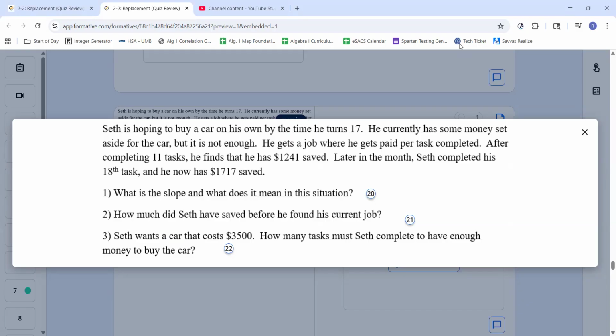All right, so this is all looking at slope, obviously. Number one is what is slope and what does it mean in this problem? And then how much did he have saved before he found the job? Hopefully you understand that that's the y-intercept. So we need to find the y-intercept in this situation. And then we're going to use the equation to answer a question.